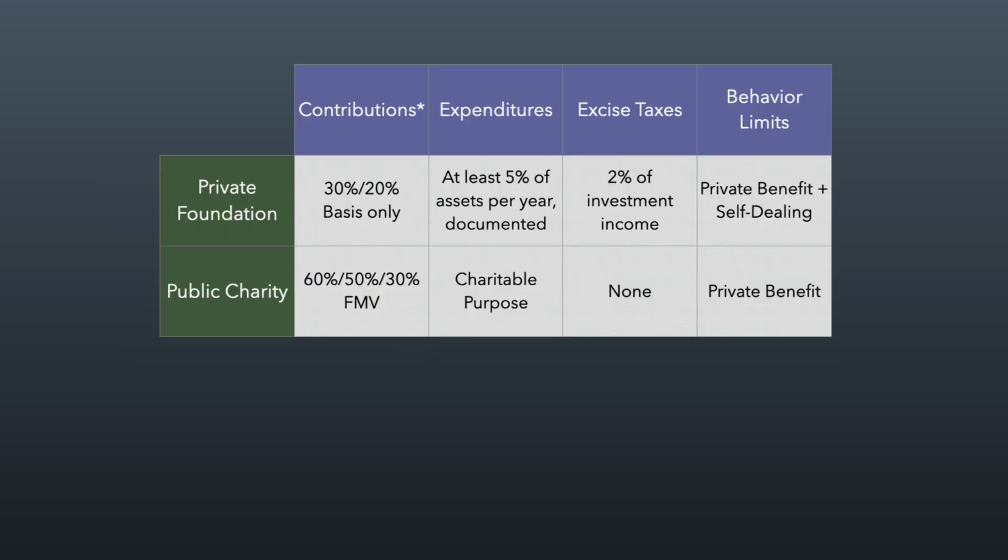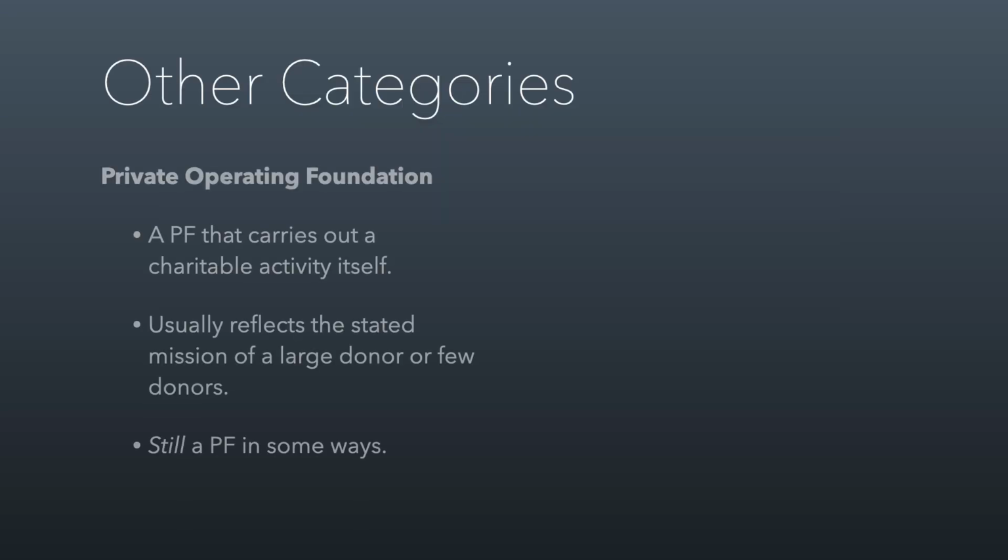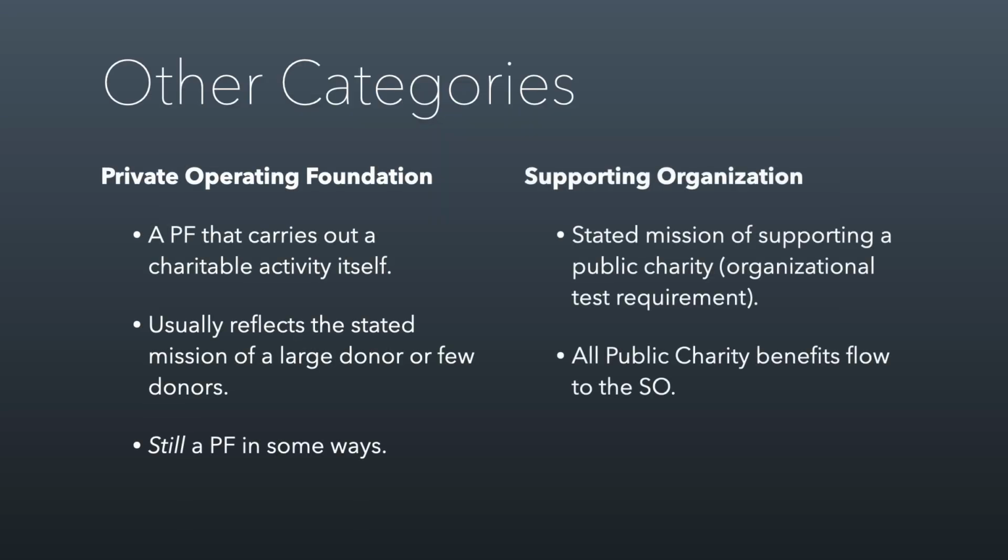What changes on our little table here is that we're more generous in how contributions are treated for tax purposes. We're less restrictive on how you spend your money. It doesn't have to be 5% of everything you own, and you don't have to document it as closely. There are no excise taxes on your investment income, so you get all that investment income tax free. And you don't have self-dealing rules, which are very strict, and we'll talk about those more, like I said, in 2.3.